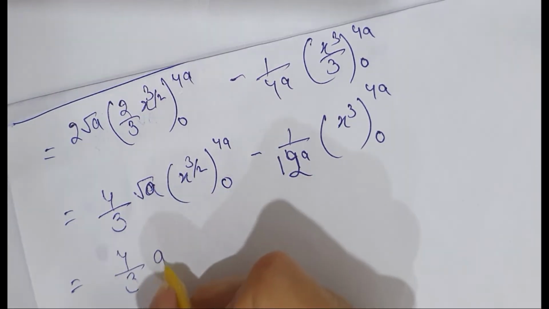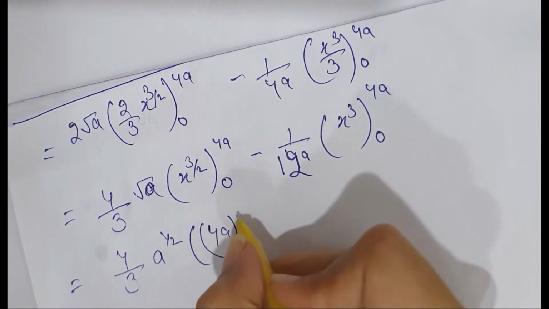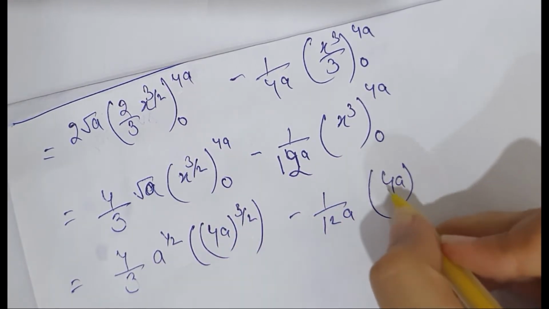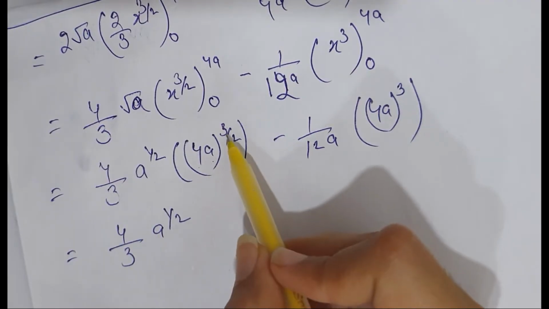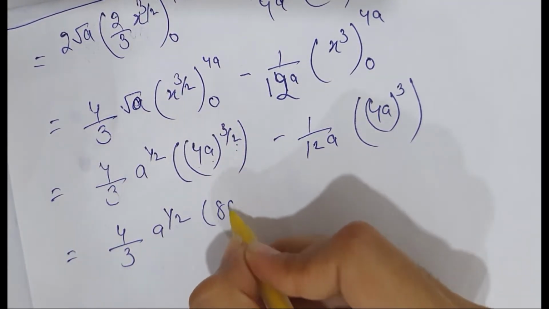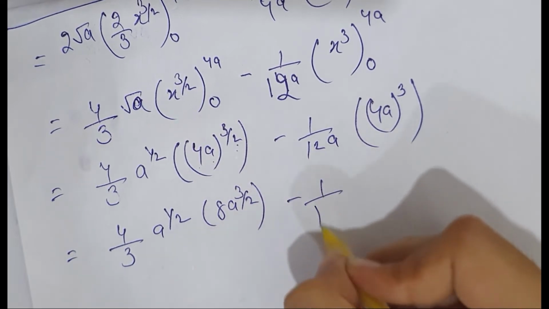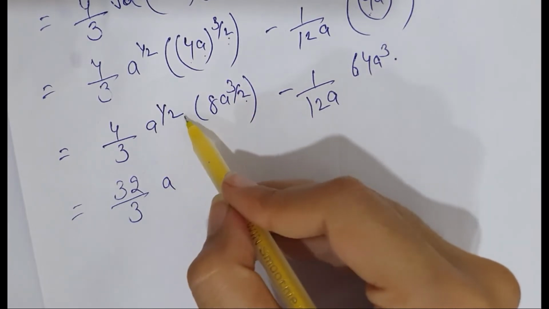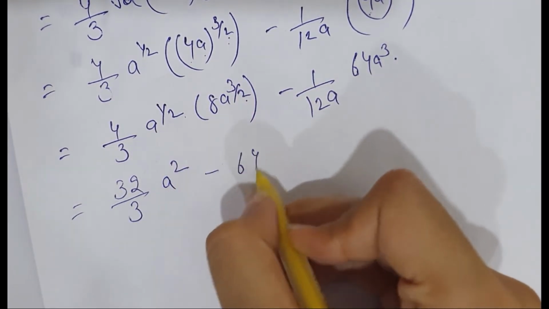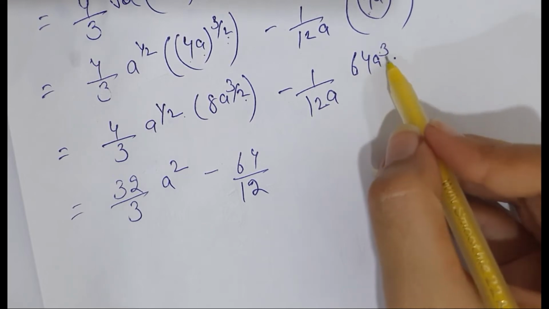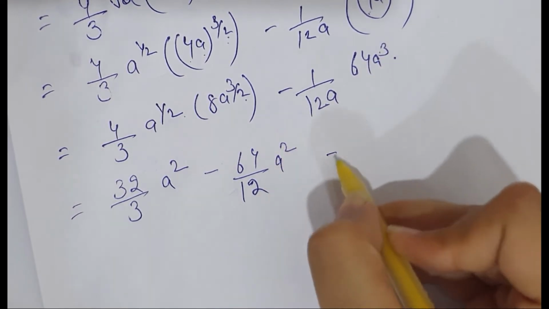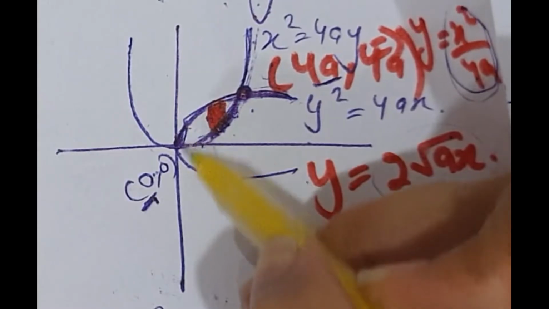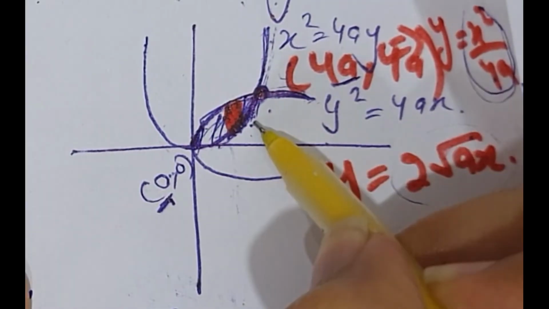Now put the limits. For a raised to power 3 by 2, it will be 8a, and minus 4a cube will be 64a cube. 3 by 2 plus 1 by 2 will be a square. This a and a cube will get cancelled and this will be a square. So the answer will come out to be 16 by 3 a square. The area of this common region will be 16 by 3 a square.